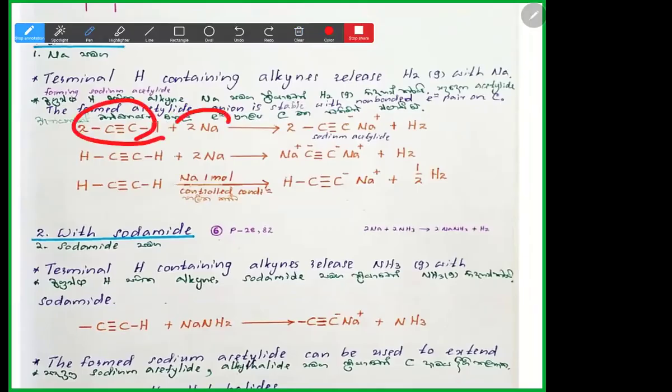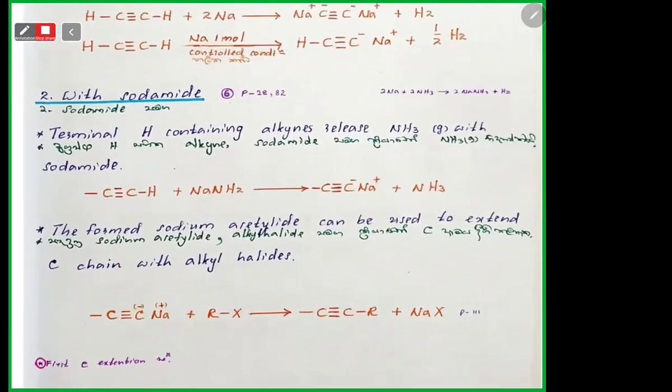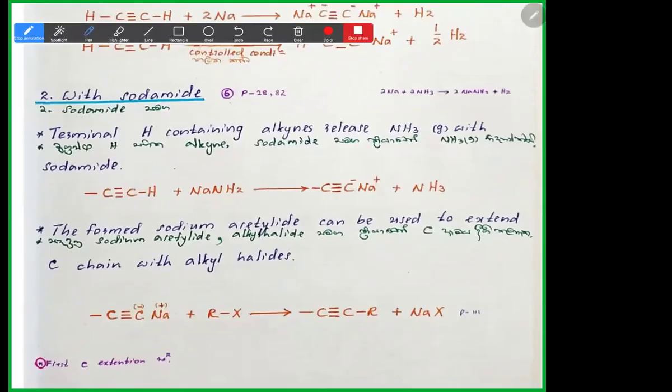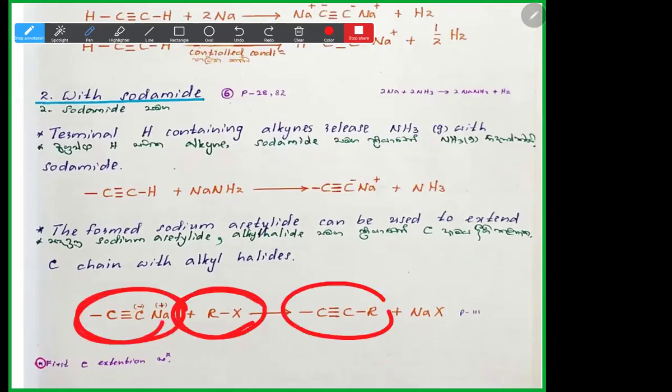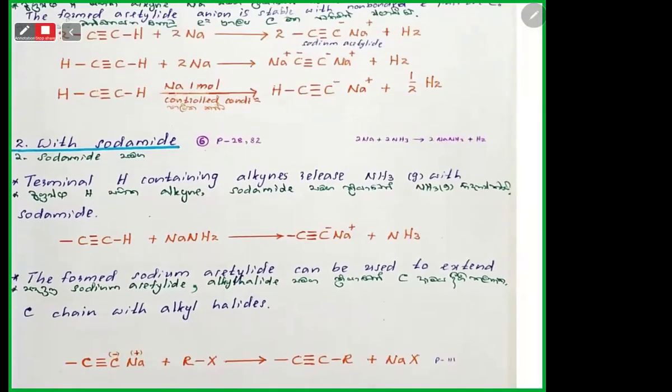Acid plus metal gives salt and H2, that reaction you know. Same as sodium, sodium reacts to give this sodium acetylide. See, this is your very first chain extension reaction. Once you make the sodium acetylide, with alkyl halide you go through chain extension, your very first chain extension. Now you have 5 different chain extensions.